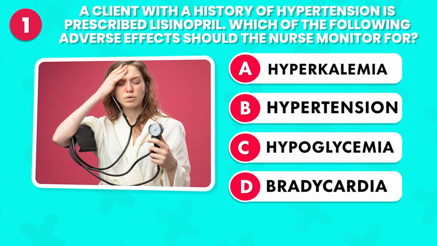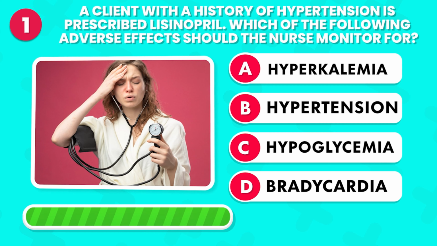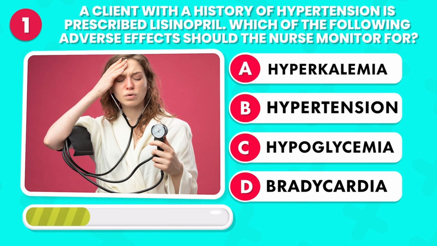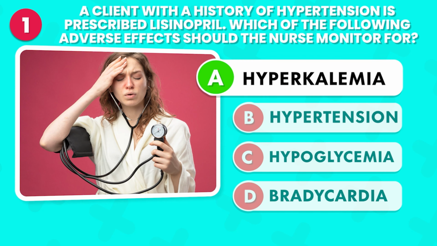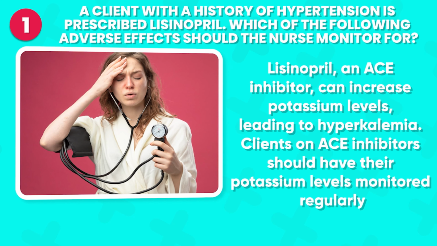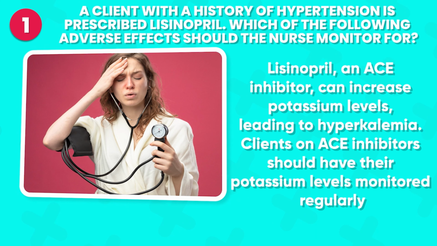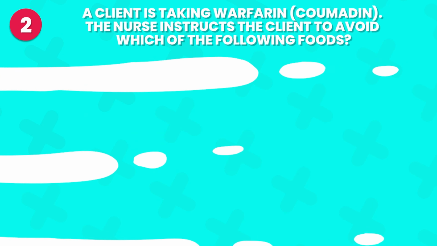A client with a history of hypertension is prescribed lisinopril. Which of the following adverse effects should the nurse monitor for? A. Hyperkalemia. B. Hypertension. C. Hypoglycemia. D. Bradycardia. It's A. Hyperkalemia. Lisinopril, an ACE inhibitor, can increase potassium levels, leading to hyperkalemia. Clients on ACE inhibitors should have their potassium levels monitored regularly.